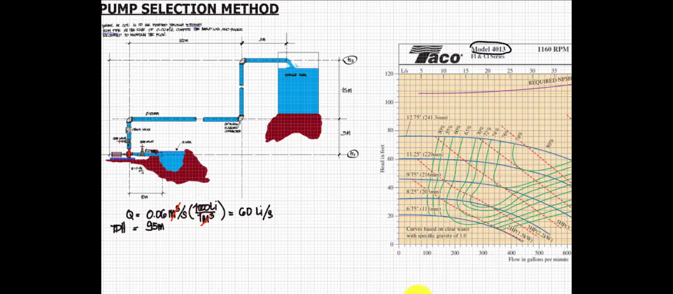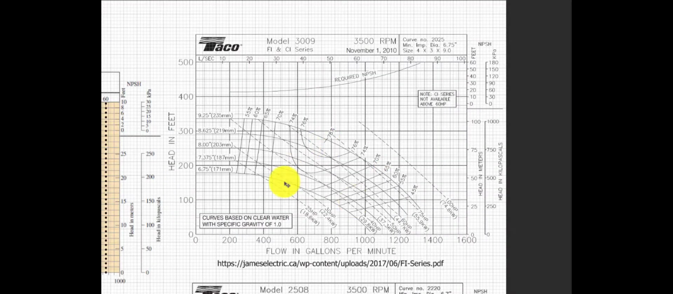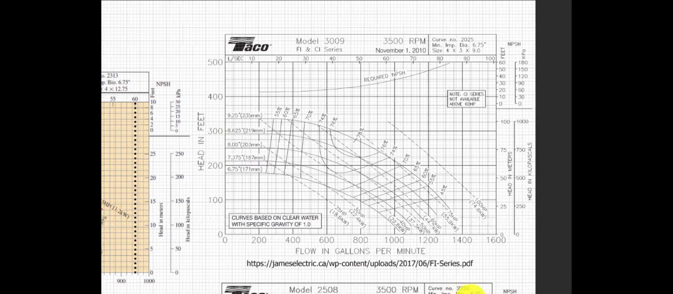Now I will present another type of pump characteristic curve. Same manufacturer, I will show you. Now I bring down another model, the 3009, with a given RPM of 3500 RPM. We have here the impeller diameters, which are 9.25, 8.625, 8, 7 and 6.75 inches. Okay, so we're going to plot the requirements that we have there.